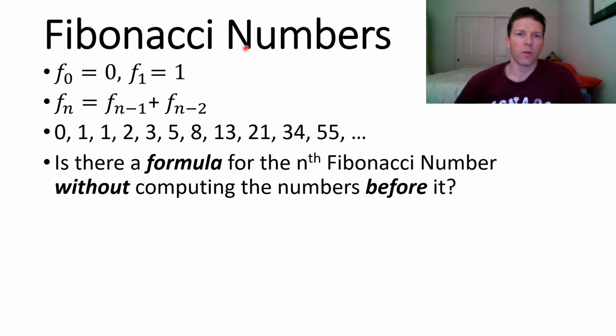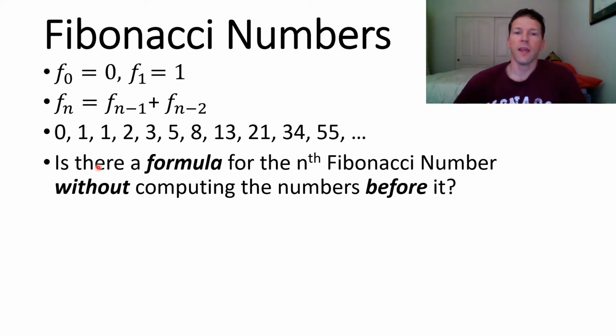Okay, let's review what the Fibonacci numbers are. F sub 0 is 0, F sub 1 is 1, and here's the recursive definition. The way you get the next Fibonacci number is just the sum of the two previous ones. So 0 plus 1 is 1, 1 plus 1 is 2, 1 plus 2 is 3, 2 plus 3 is 5, and so on. And that's how we get the Fibonacci numbers.